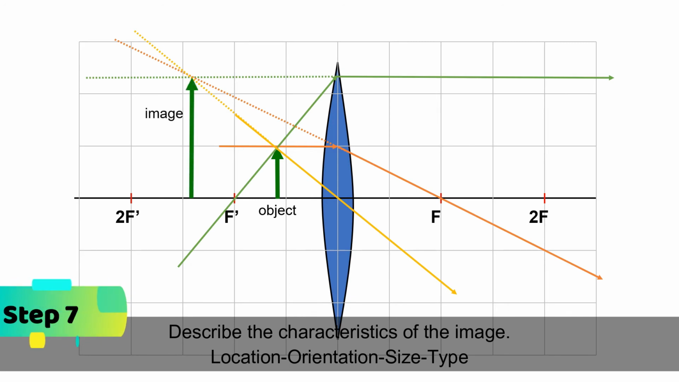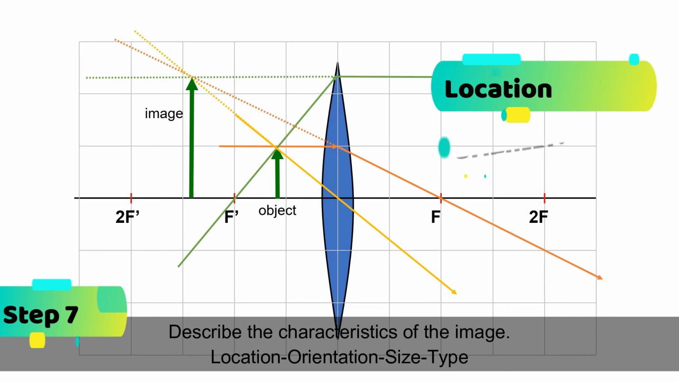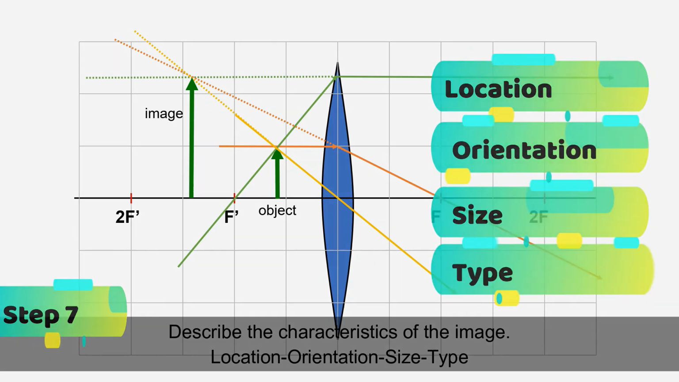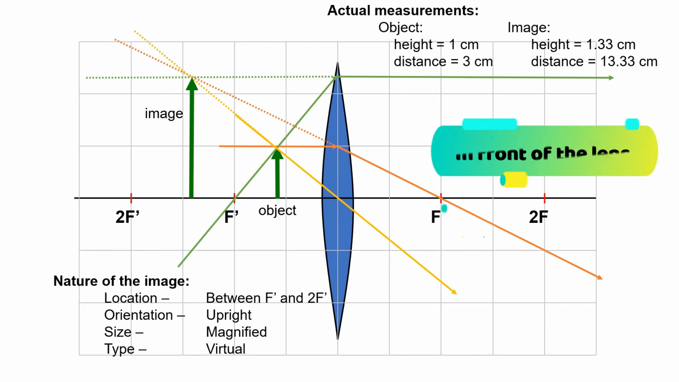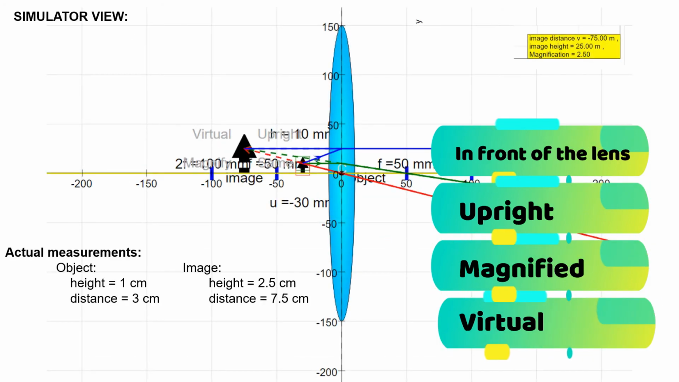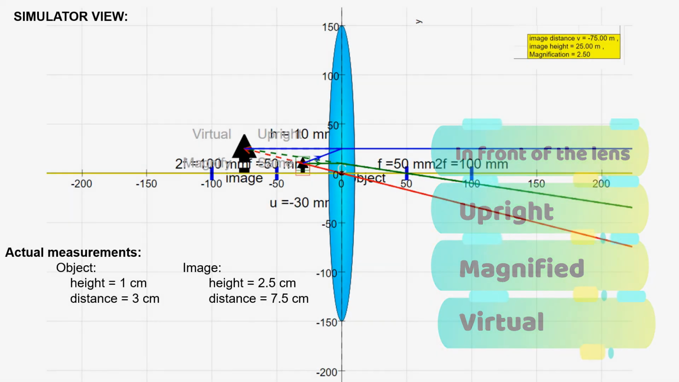Finally, we describe the nature of the image by identifying its location, orientation, size, and type. In our example, the image formed has the following characteristics. It is found in front of the lens, its orientation is upright, its size is magnified, and we call it a virtual image.